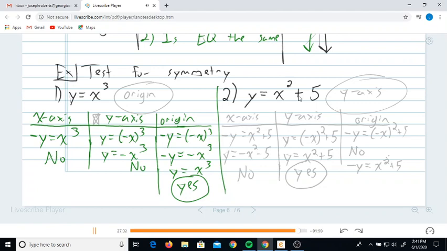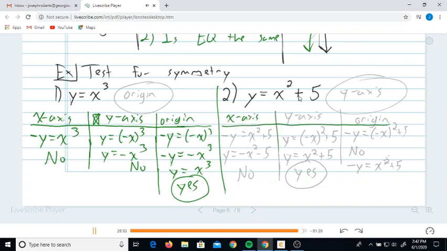Where it's not symmetric to the x-axis, you can do whatever you want to that equation, it'll never match the original. Same thing if I reflect over the y-axis. I can switch the x to the negative. You can do any manipulations you want to the corresponding statement. You will never get something that's identical to the original. But if I do both, if I switch the x and the y, you can get a match. Now let's try it with example number 2.